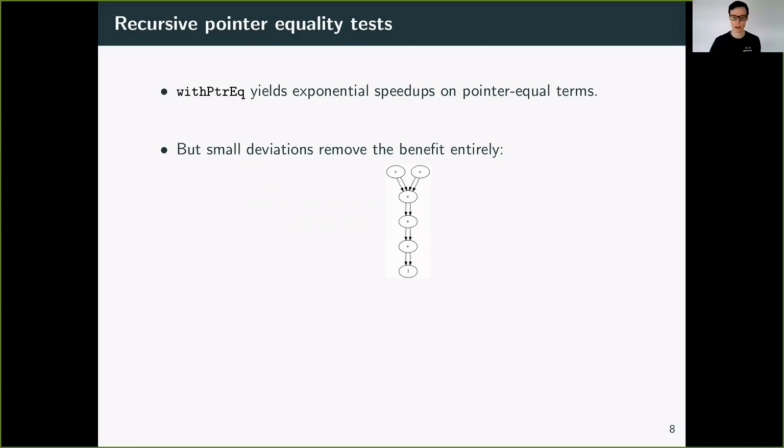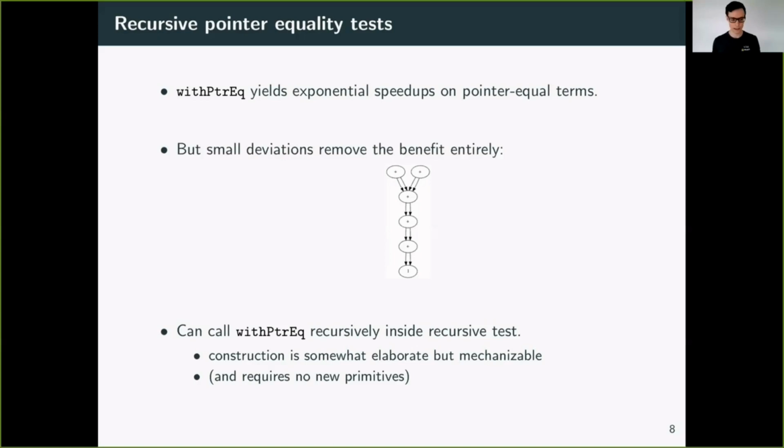Obviously, what we want is to call with pointer eq recursively on the children, and we can do that. The construction is somewhat elaborate, but it's entirely mechanizable, requires no new primitives, and the paper goes into the details for those who are curious. Now we're almost ready to traverse terms in linear time.